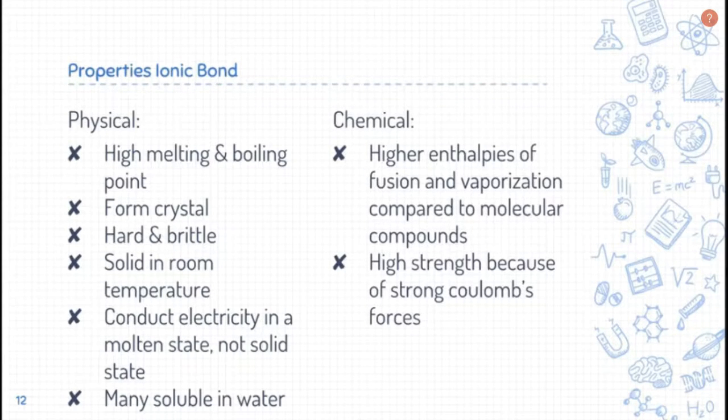The chemical properties are that they have higher enthalpies of fusion and vaporization compared to molecular compounds, and they have high strengths because of strong Coulomb forces. Higher enthalpies of fusion and vaporization result from providing heat to the ionic bond to change solid to liquid or liquid to gas. And Coulomb's law expresses the force between the non-moving charged particles in the ionic bond, attracting or repelling one another.